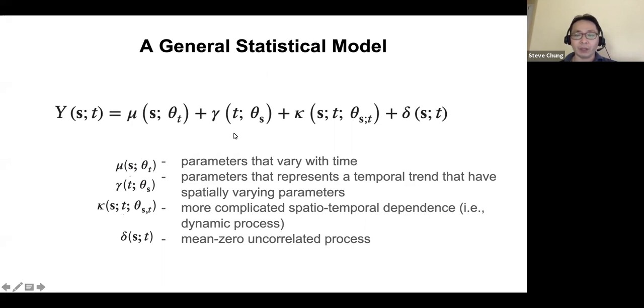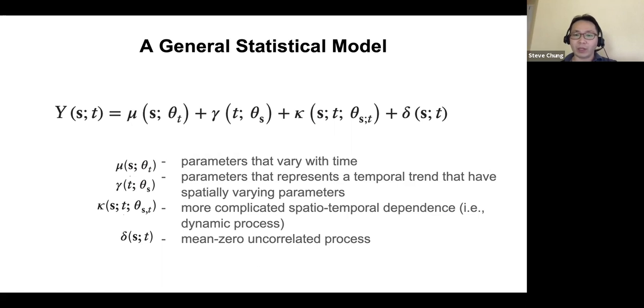And the gamma, the next term, is the parameters that represent a temporal trend that have spatially varying parameters. So this could be like longitude or latitude. Just like a couple of examples. And then the next term, kappa, would be with more complicated spatial temporal dependence. And this is called the dynamic process.